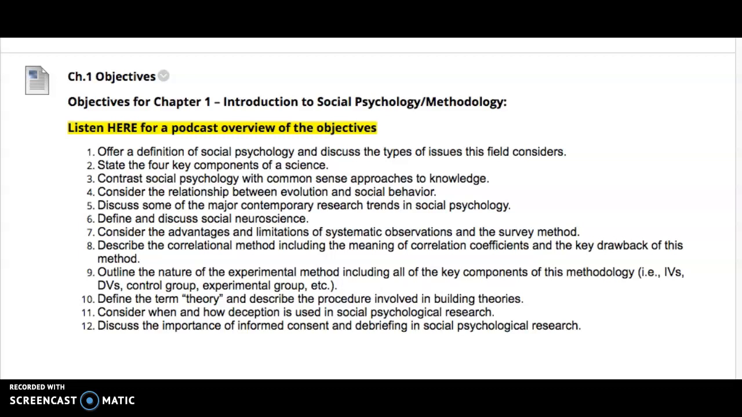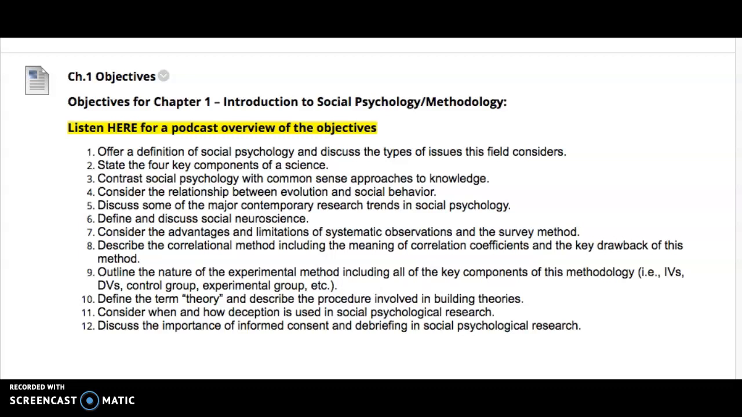Then we're going to look at the relationship between evolution and social behavior. This is relating social behavior to that evolutionary perspective on behavior. So looking at how people have evolved certain traits and attributions and attitudes over time, and why this may be the case from an evolutionary perspective.